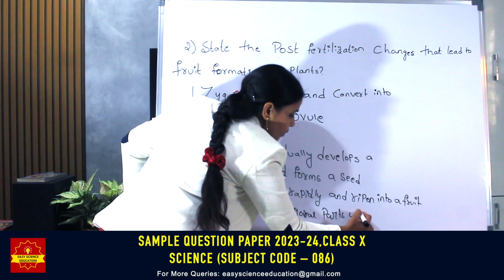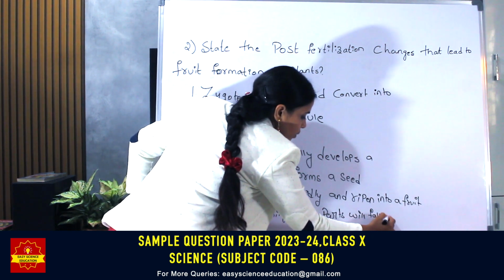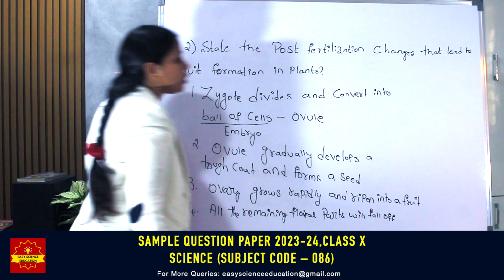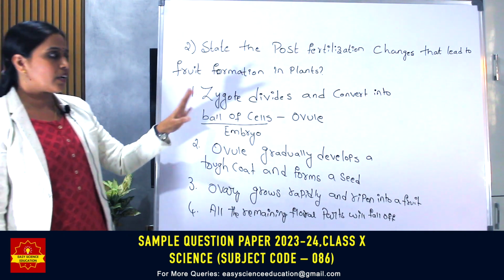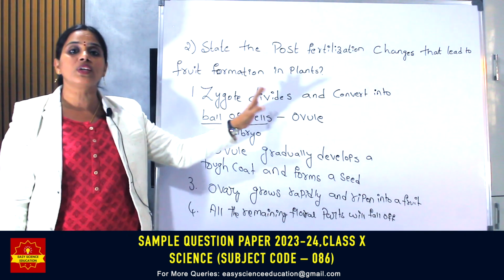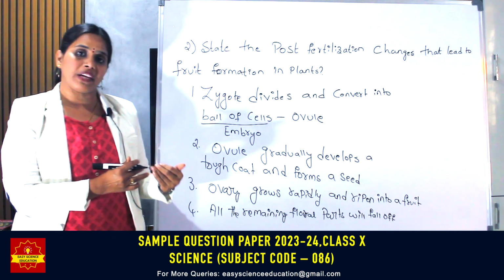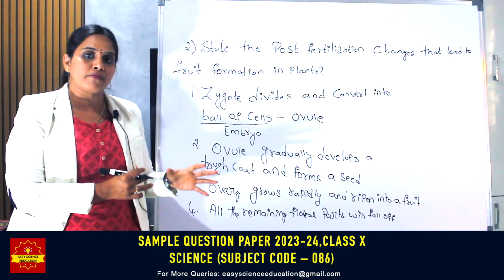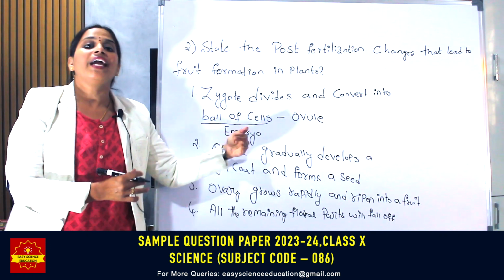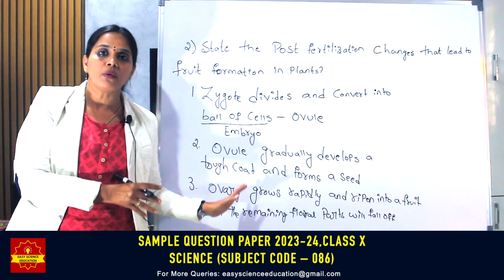will fall off. So these are the post-fertilization changes that lead to the formation of a fruit in plants. You have to mention all 4 changes. Each change will get half a mark, so that you get 2 marks. If you miss any one, you don't get the full marks.